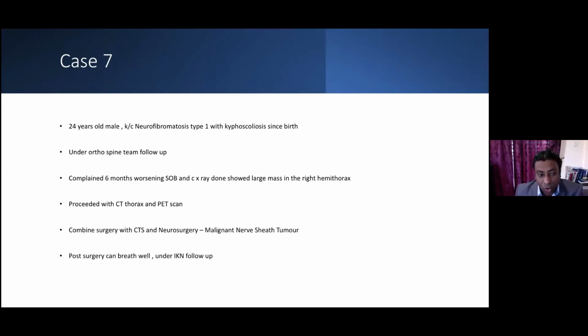This surgery I had to do as a combined surgery with the neurosurgical team, and combining surgeries for complex lesions like this can only be made possible with a multidisciplinary team approach. Now, post-surgery, he has been able to breathe well and is currently under follow-up for the last 2 years. And he had adjuvant radiotherapy after the surgery.